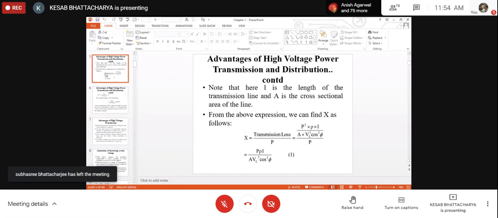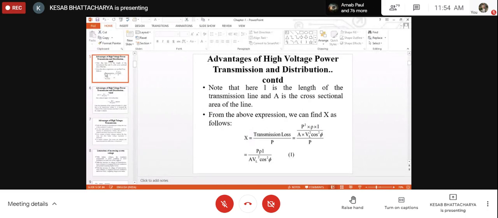Next, you see that L is the length of the transmission line and A is the cross section. In the previous expression, L is the length of the transmission line and A is the cross-sectional area of the line. Now, from the above expression, we can find X as follows. X is equal to transmission loss by rated power.